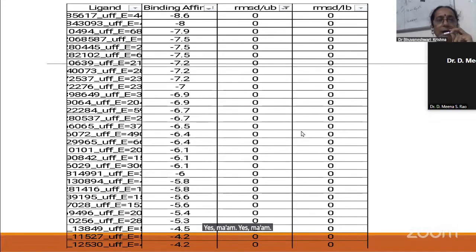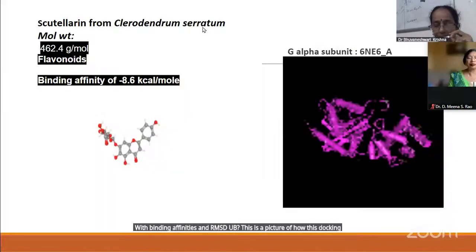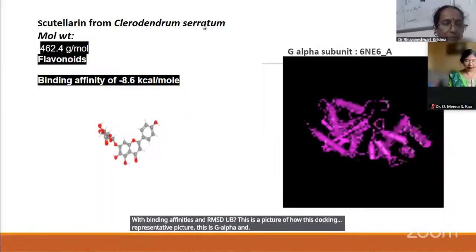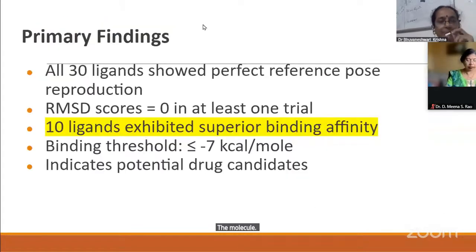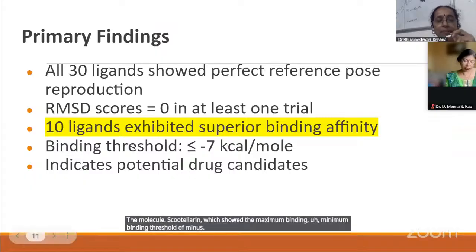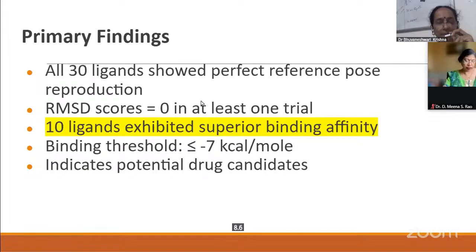Okay, so these are the results. Out of 30 phytochemicals that were used, I found about 10 of them with good binding affinities and RMSD UB. This is a representative docking picture, showing G alpha and the molecule scutellarin, which showed the maximum binding, with a minimum binding threshold of minus 8.67 kilocalories per mole.